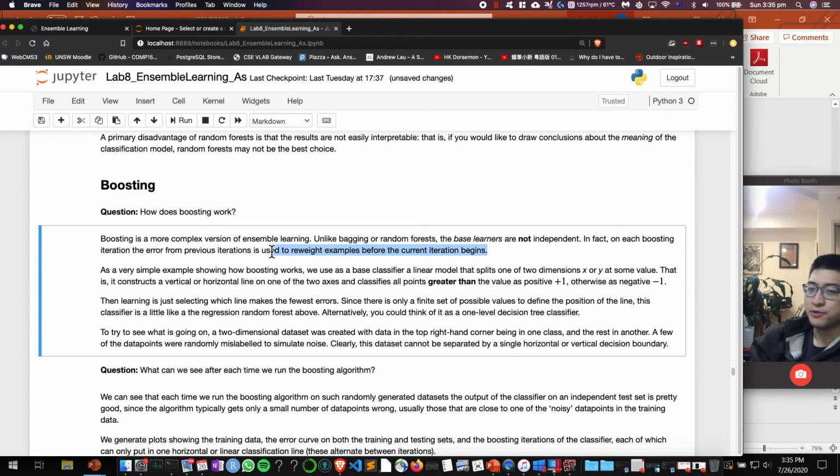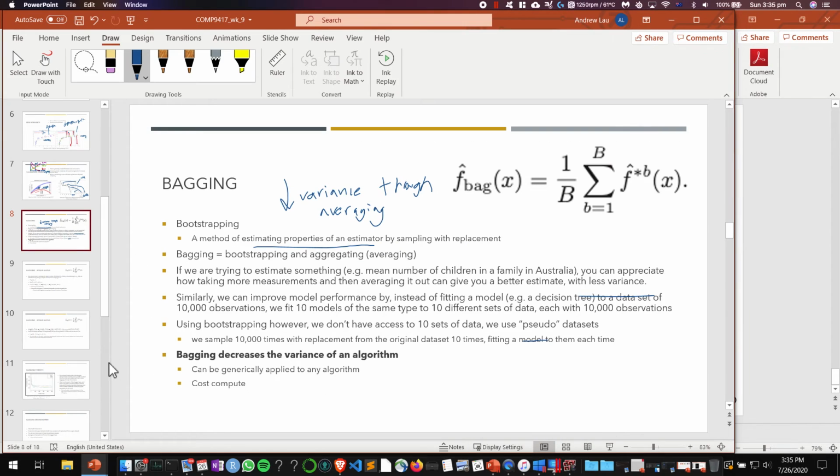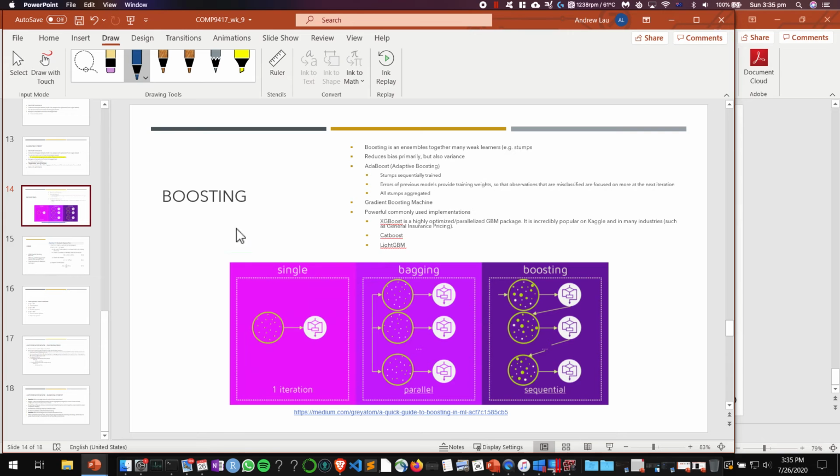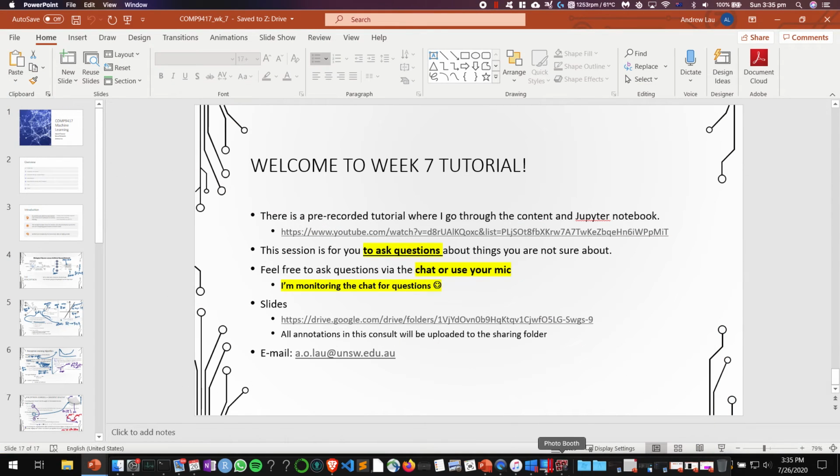So this is AdaBoost, adaptive boosting. There's other different ways, but in general, back to this diagram here, it's sequential, and the stuff that happens before has a big impact, right?